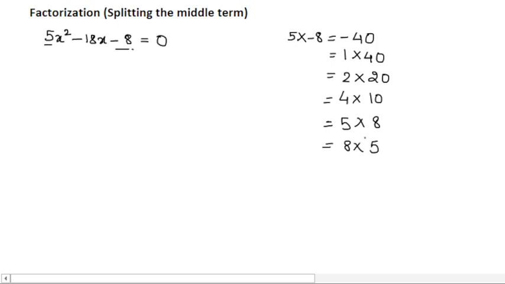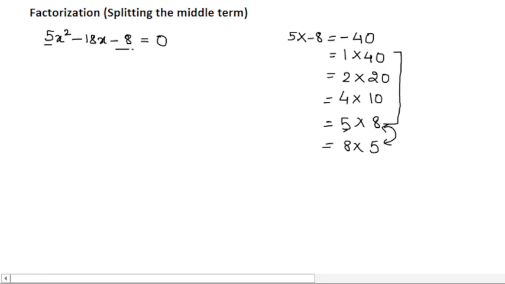Now you may wonder, till when are we going to write the factor pairs of 40? You stop when you see that a particular factor pair is repeating. So we have 5 times 8 and then 8 times 5. They are just the same, so they are repeating. That's when you stop writing factor pairs. These are the factor pairs that we have been looking for.